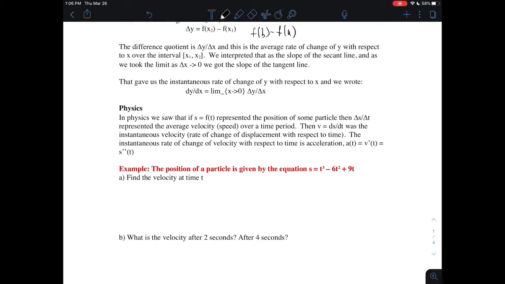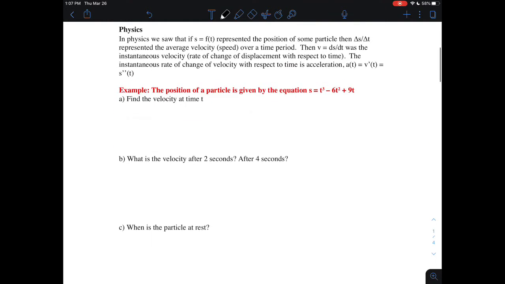So now we're just going to do another example to explore that a little bit more. We had those ideas a little bit ago, but now we're going to go into some more detail and then see how these three functions actually relate to each other. In this example, the position of a particle is given by the equation s equals t cubed minus 6t squared plus 9t. So s is a function of t, and it gives the position of a particle at any time t. So first, part A, find the velocity at time t.